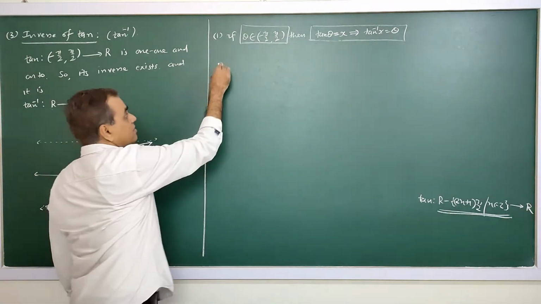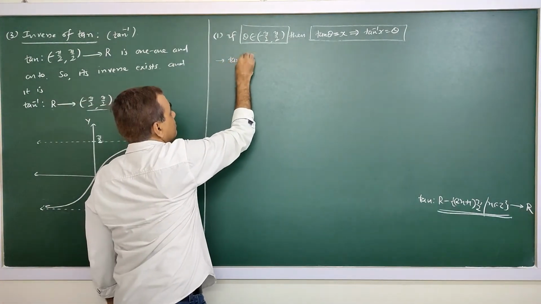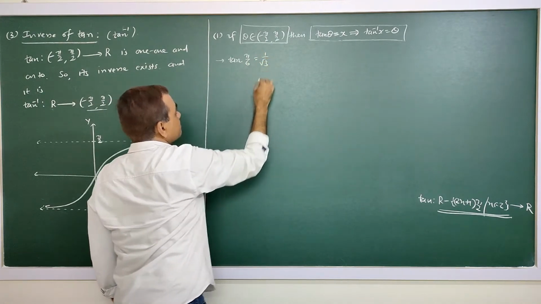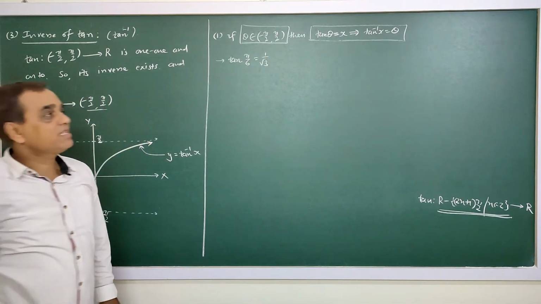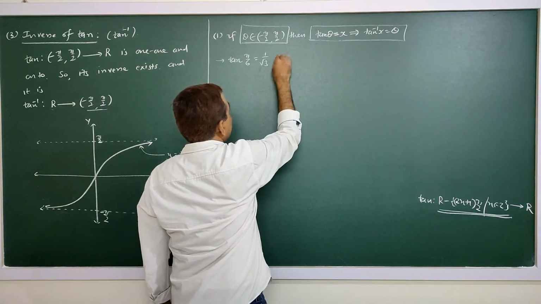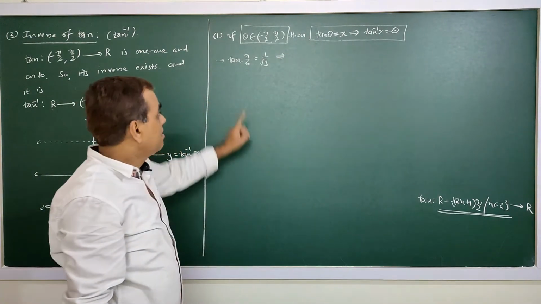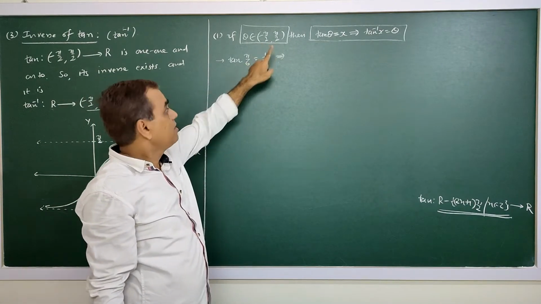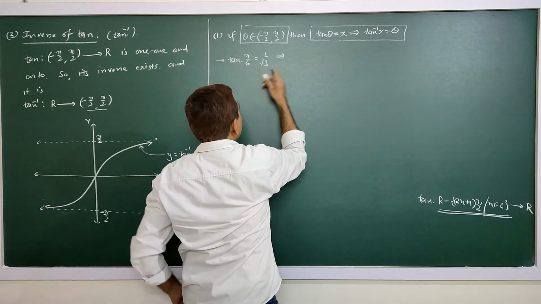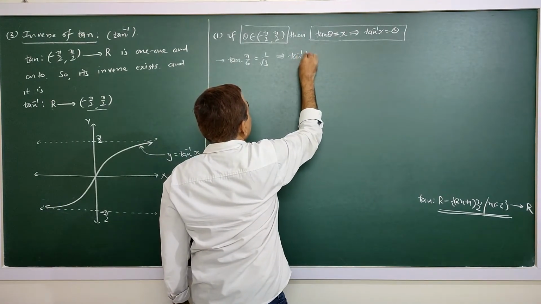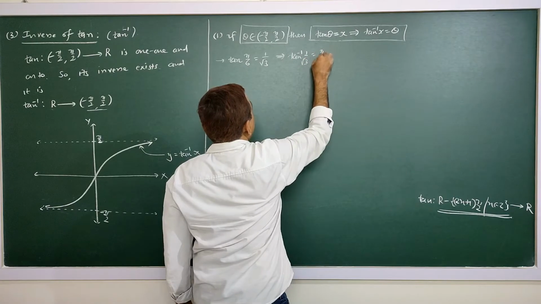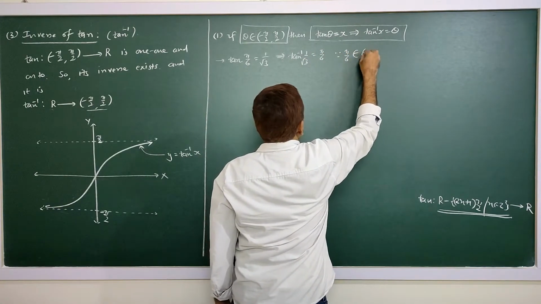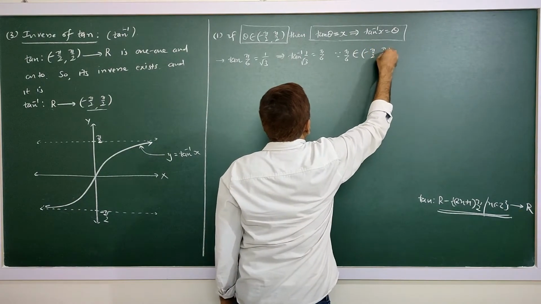As for example, tan of pi by 6 is 1 by root 3. Tan pi by 6 is 1 by root 3 implies, now check, pi by 6 is in this set, so this can be shifted. So tan inverse 1 by root 3 is pi by 6. This is true because pi by 6 belongs to open interval minus pi by 2 to pi by 2.